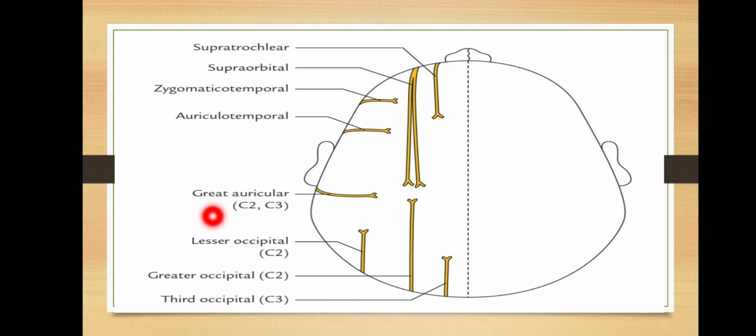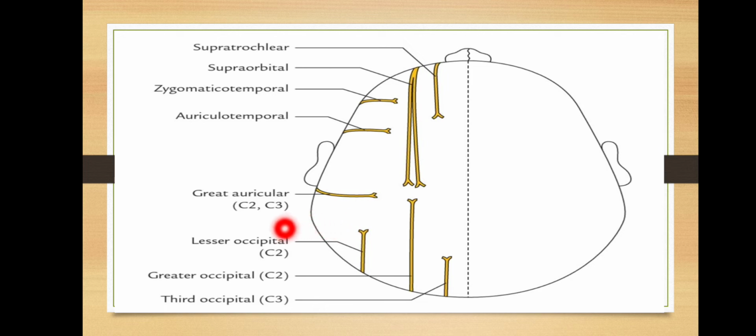Okay. Next, the fifth one is greater auricular. The sixth one is lesser occipital. The seventh one is greater occipital. The eighth one is third occipital. So these nerves will lie behind the auricle, and these all are derived from the C2 and C3 cervical nerves. I repeat, these four nerves are derived from the C2 and C3 cervical nerves.